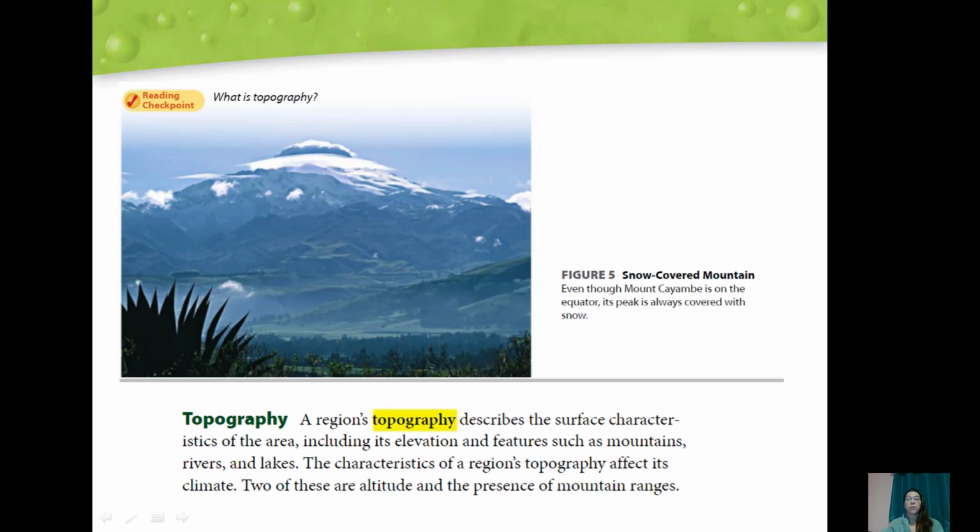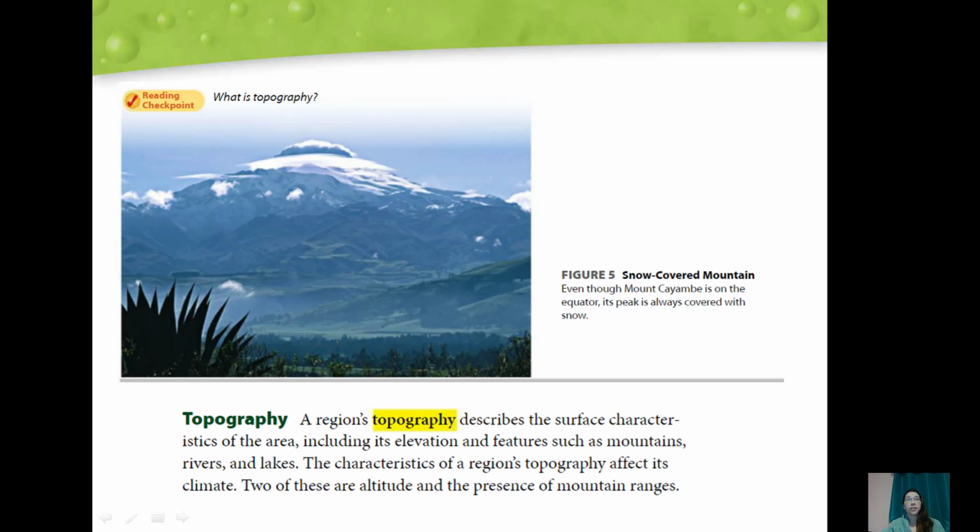So first we're going to talk about topography. A region's topography describes the surface characteristics of the area, including its elevation and features such as mountains, rivers, and lakes. The characteristics of a region's topography affect its climate. Two of these are altitude and the presence of mountain ranges.